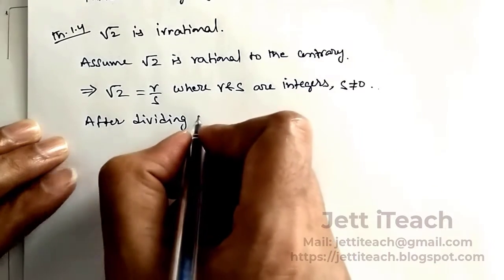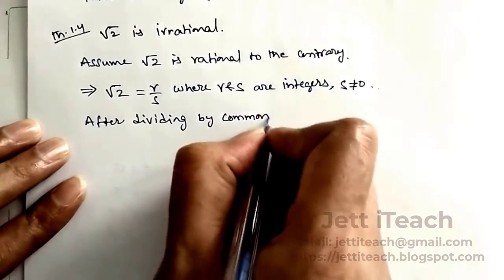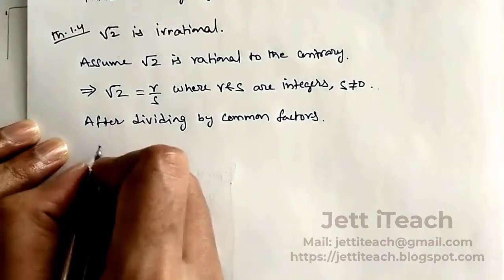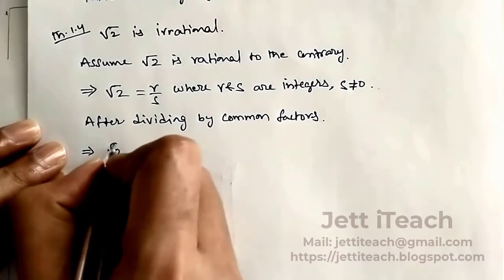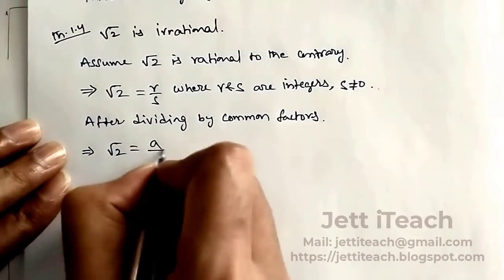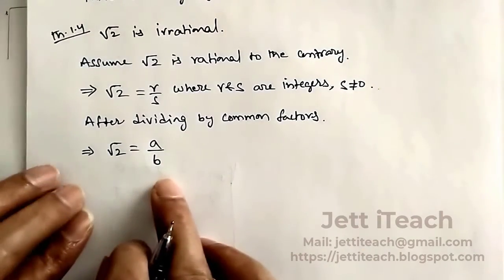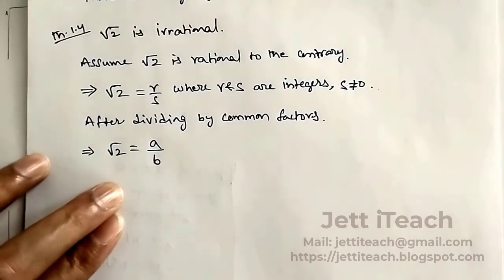After dividing by common factors, write root 2 equal to a by b. Okay, how did we get a by b? I will explain here.